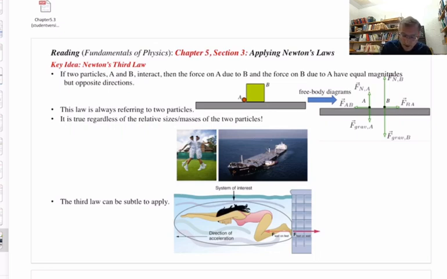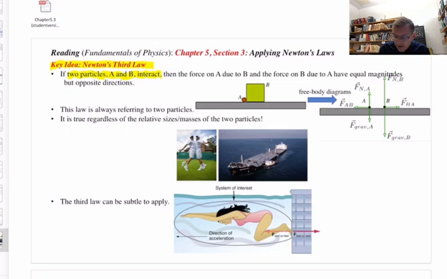Okay? So here we are. Key idea, Newton's third law of motion. We're always going to be talking about two particles when we are talking about Newton's third law. Two particles, two things. I'll label them for now A and B. Particle A and particle B. Suppose particle A and particle B interact with each other. Somehow. Right now I don't care how, but they interact with each other. What that is code for is that they exert forces on each other.